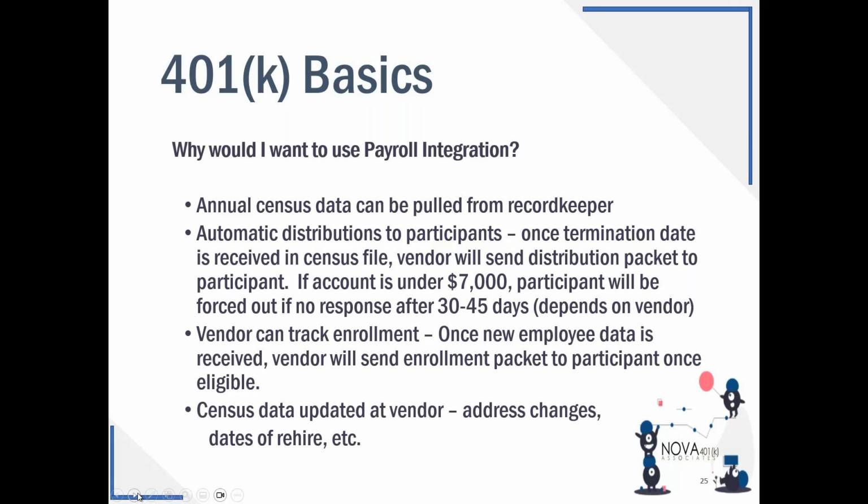So if you have former employees that have accounts under $7,000, and each pay date the record keeper is being updated with dates of termination and addresses, they'll know who's no longer employed with you. And once they can be notified, and if there's no response within, it's usually 30 to 45 days, they can cash out those small accounts. It also will allow the record keeper to keep track of enrollment. So once new employee data is received, they'll be able to send out enrollment packets to the participants when they become eligible for the plan.